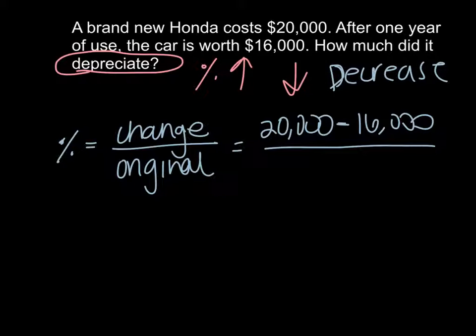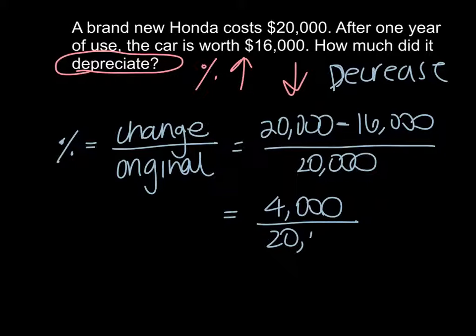Then I'm going to divide it by the original amount. The original amount, the amount that you paid, was $20,000. So I'm going to divide it all by the original of 20. 20,000 minus 16,000 will give me 4,000. And then when I divide that by 20, I get 0.2 in my calculator.